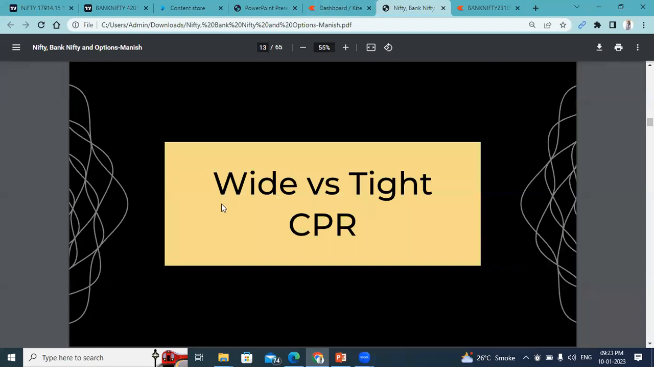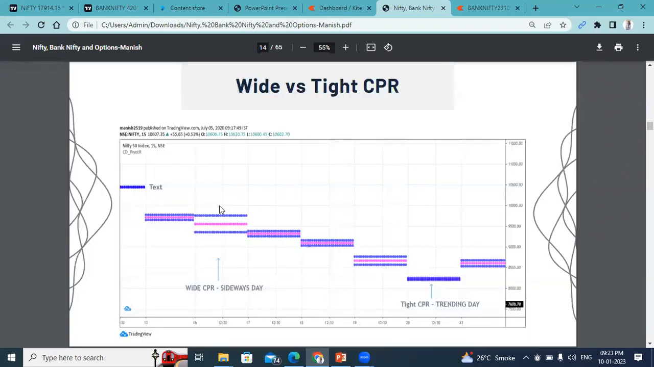Now we will understand the next concept. Wide versus tight CPR. तो wide CPR से हमको क्या समझ आएगा? What we can understand from wide CPR. Let's see. So first I will explain wide CPR.